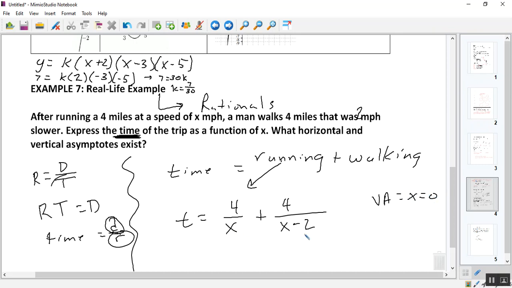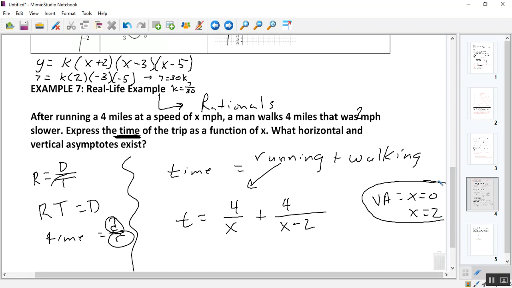We also know x can't equal what? x cannot equal 2, because if he was running 2 miles per hour, how fast was he walking? 0 miles per hour, which makes absolutely no sense. So we know we've got vertical asymptotes where, kids? Okay. Now, let's go back to this idea of horizontal asymptotes.